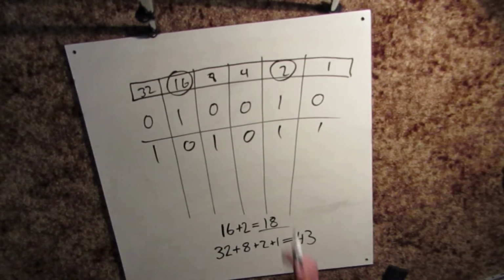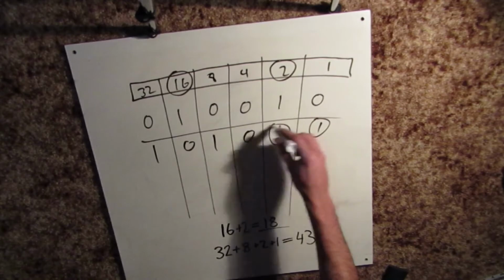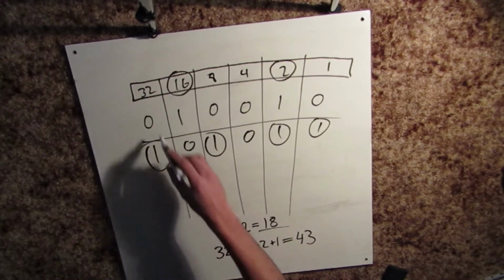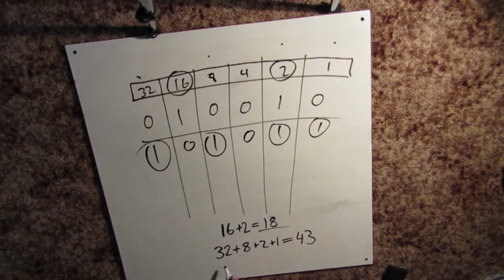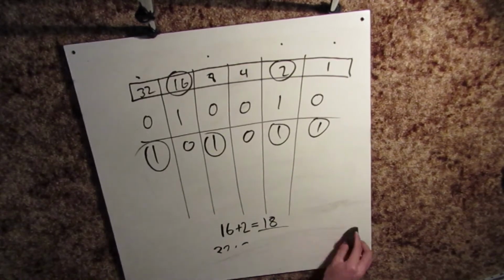You're adding the digits that have the ones in the place. There's ones in these places, so that's why I took the 32, that's why I took the 8, that's why I took the 2, that's why I took the 1. I have the 32, the 8, the 2, and the 1. I add them together, and therefore I get 43. I really hope 8 plus 2 plus 1 is 11. 11 plus 32 is 43, yes. I know my basic math.